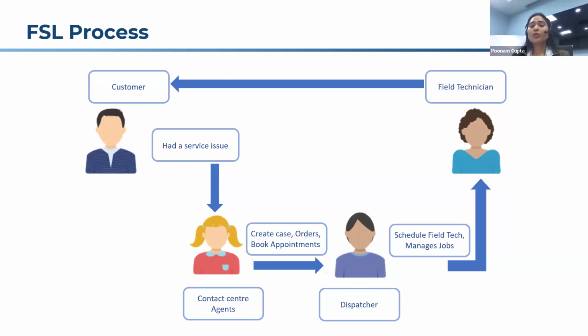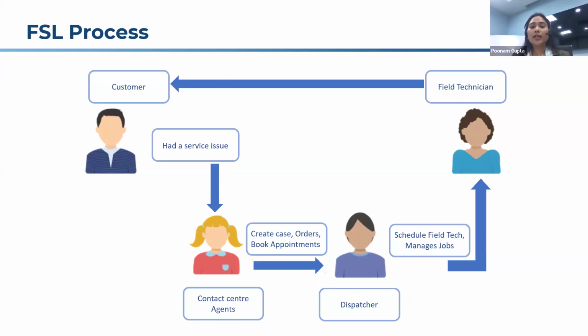So this request goes to the customer agent. They take the call from the customer and understand the issue of the customer. They take the appointments, and after that they create the case or orders and book appointments according to availability. After that, that request, or we can say work order, goes to the dispatcher.